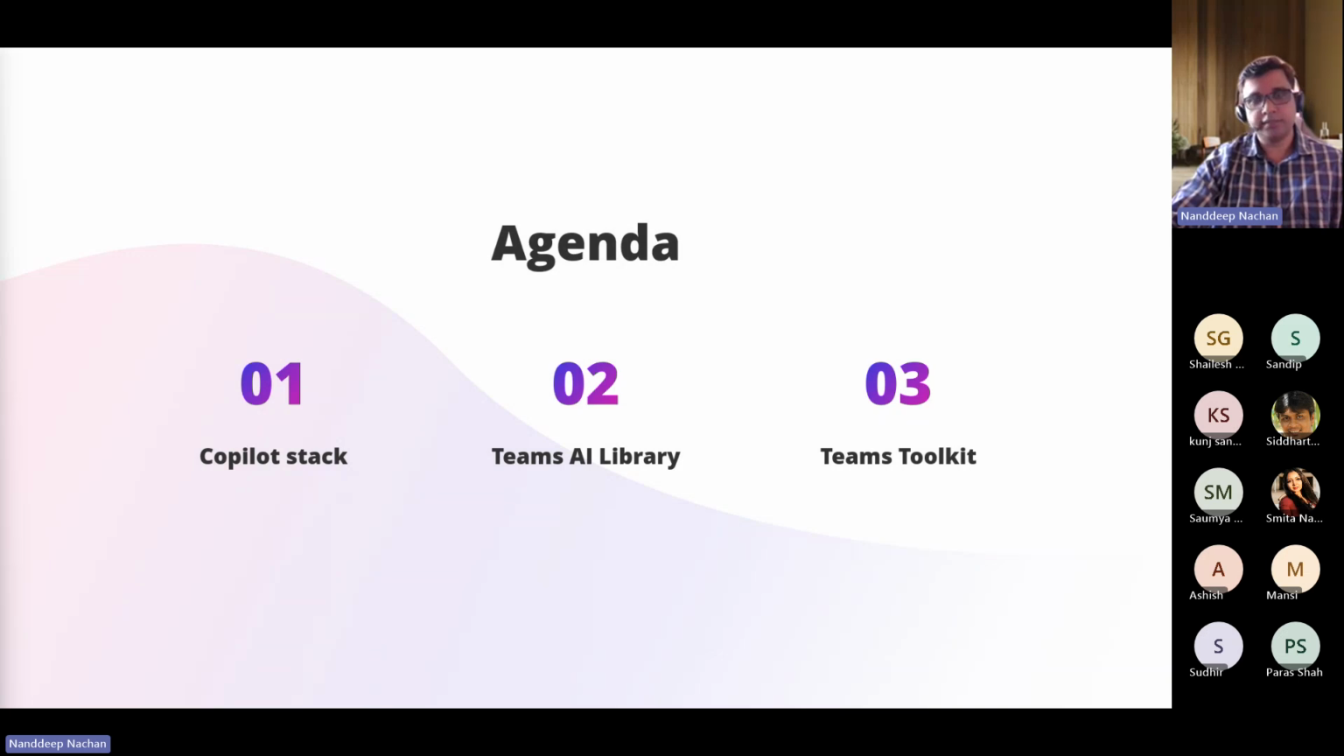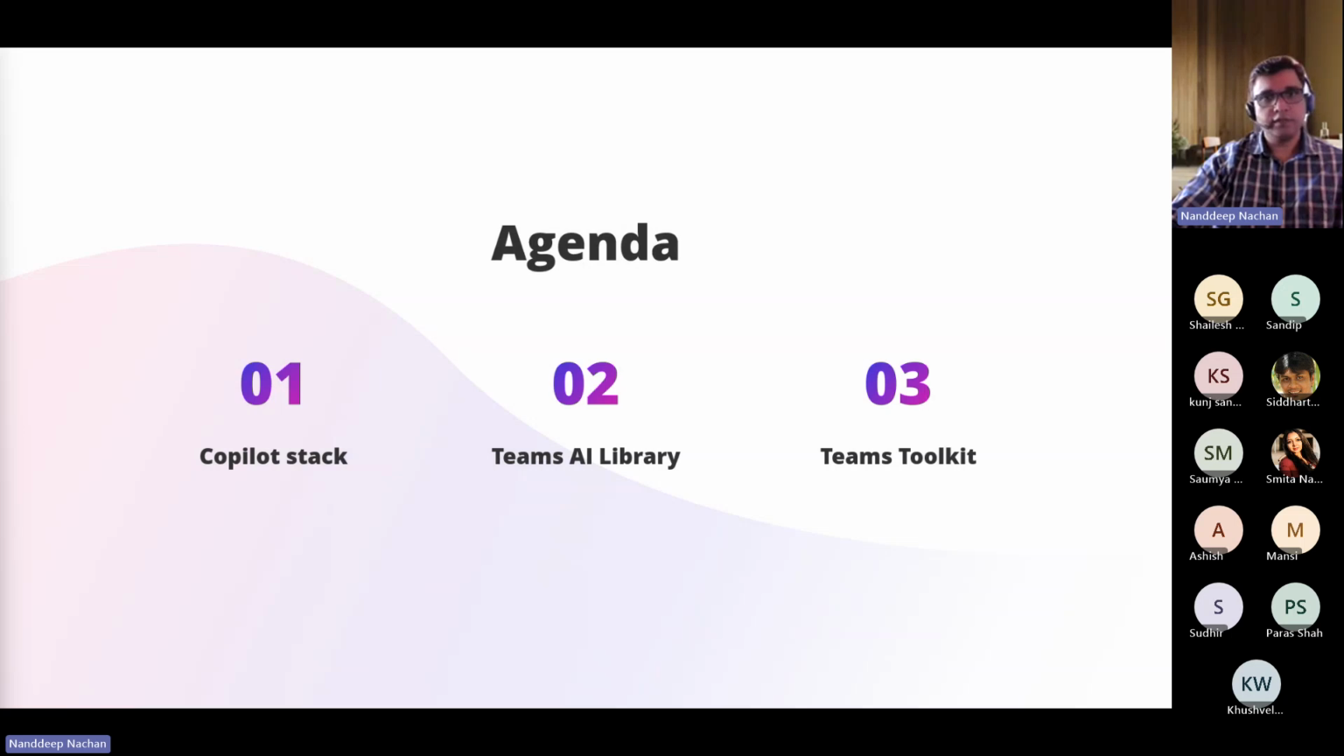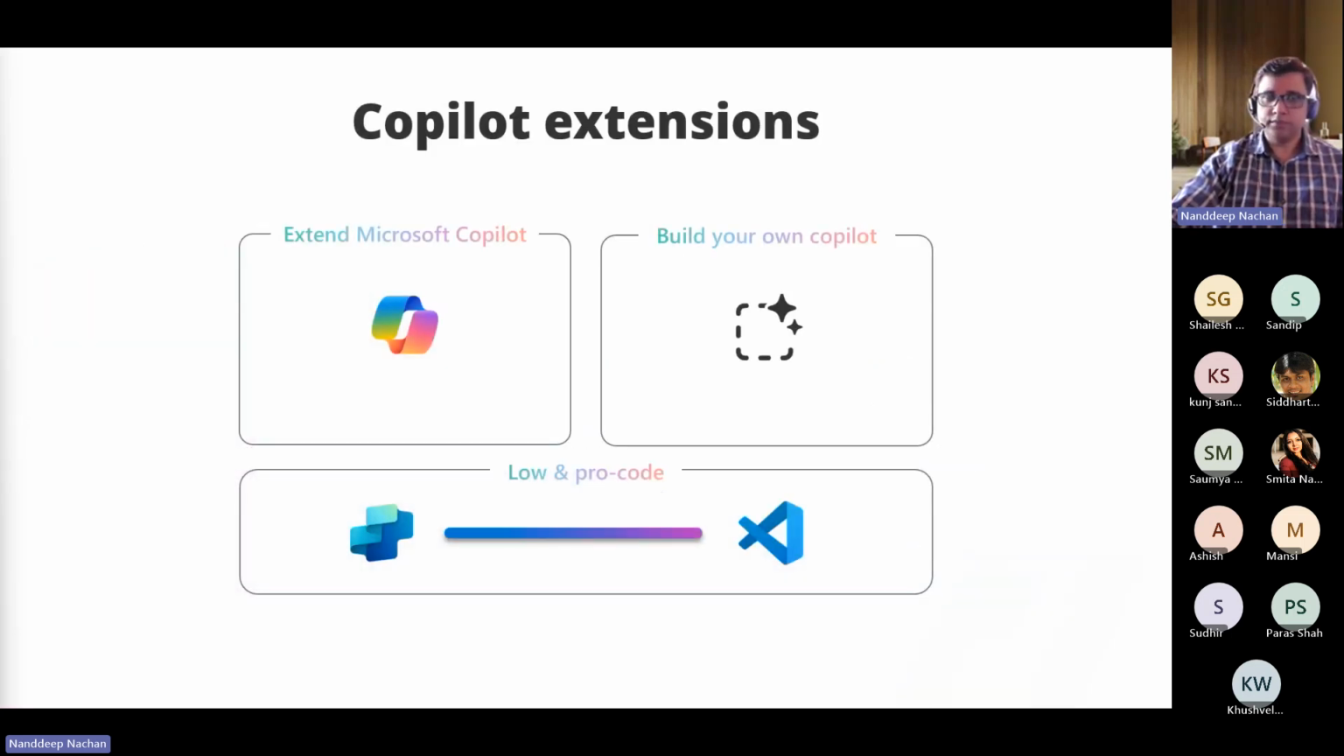We'll start with the Copilot stack, and then we will dive more into the custom Copilot area, and after that we will introduce you to what the Teams AI library is, and then how you can use Teams Toolkit. We will build the live demo and we will build a custom engine Copilot together. Today we are going to use the Teams Toolkit and Teams AI library using Visual Studio. All right, so with that, let's get started with some theory. We will cover some theory before we go into the demos, so that we lay a good, strong foundation, and then we will move ahead.